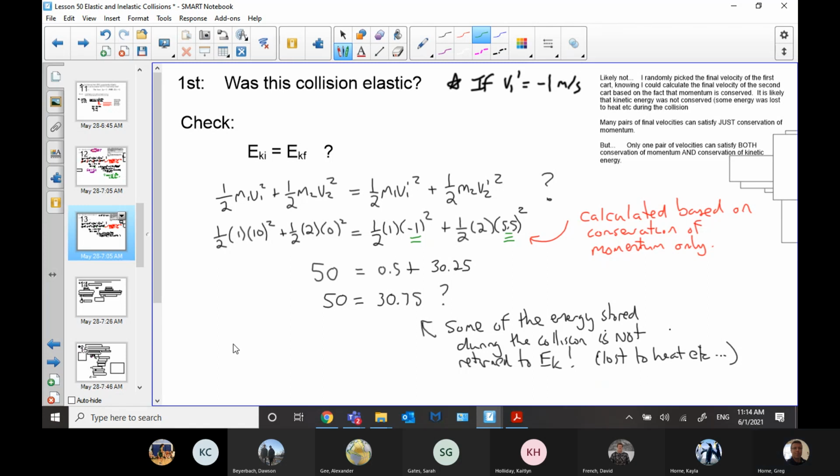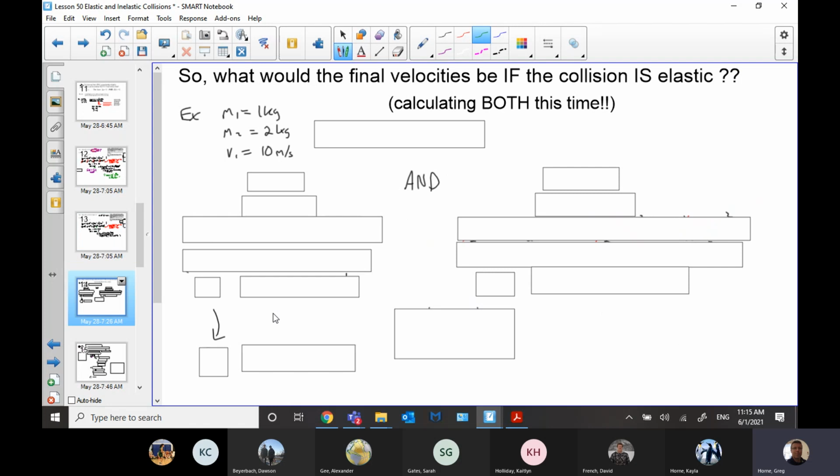Make sense? So that was just to check to see if the way we calculated previously, with either a -1 or a -4 for one of them, giving the corresponding velocities with conservation of momentum, happens to be elastic, which it was very likely they weren't. So now the new stuff we're really using here: what would the final velocities be? We're calculating both of them this time, right? What would they be if the collision is perfectly elastic?